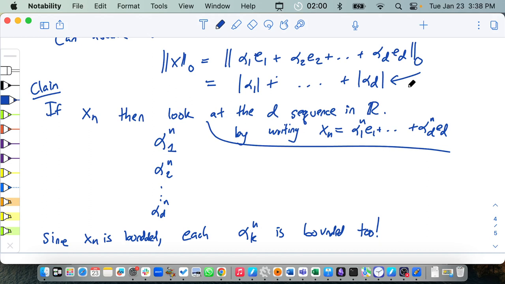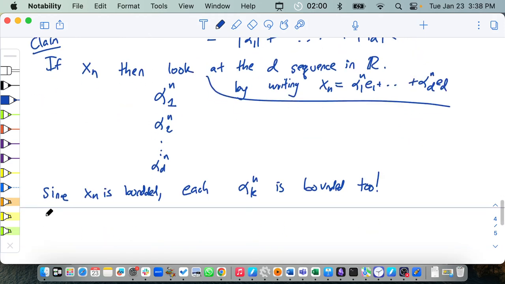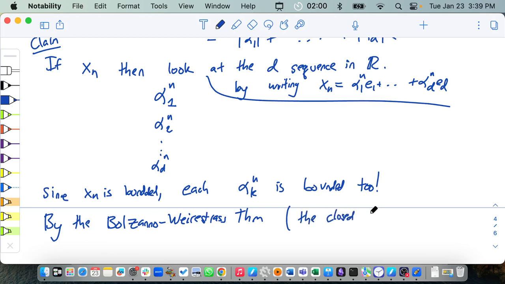And now this is one of my favorite theorems in math. It's called the Bolzano-Weierstrass theorem. It says that if you have a sequence in R that is bounded, it has a convergent subsequence. In the language that we're using, it just says that the closed intervals in R are compact. The Bolzano-Weierstrass theorem is just fancy talk for closed intervals in R being compact.